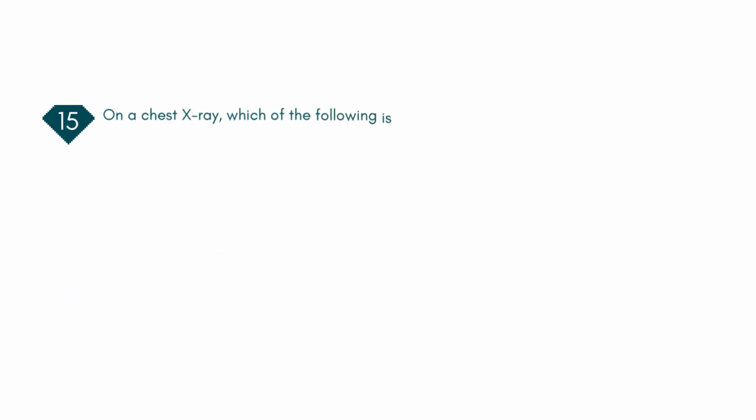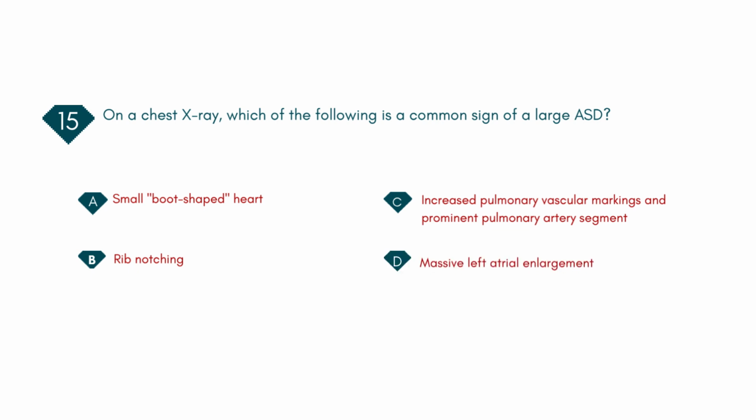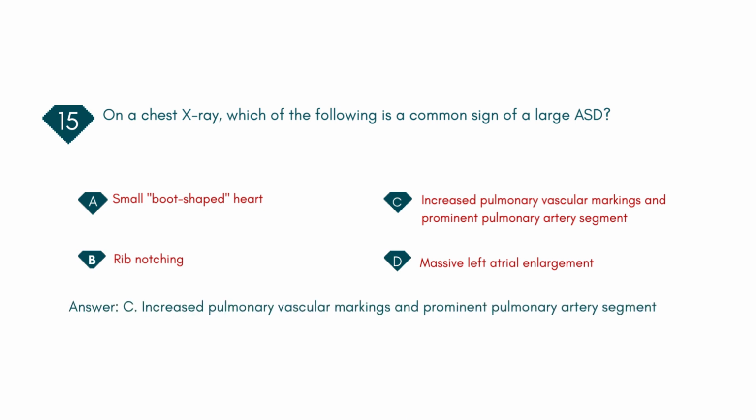On a chest X-ray, which of the following is a common sign of a large ASD? A. Small boot-shaped heart, B. Rib notching, C. Increased pulmonary vascular markings and prominent pulmonary artery segment, D. Massive left atrial enlargement. Answer: C. Increased pulmonary vascular markings and prominent pulmonary artery segment.